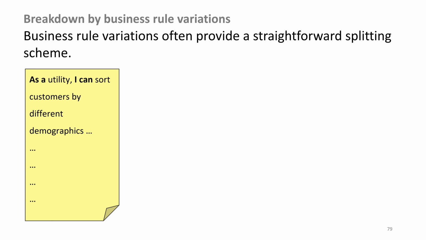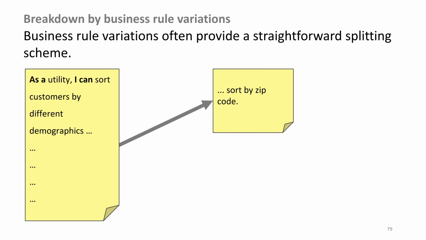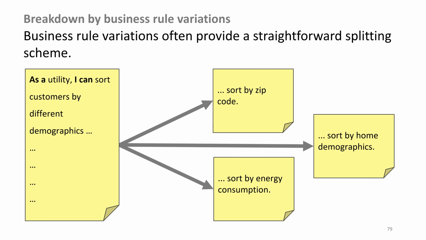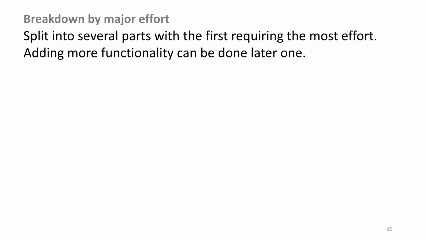As a utility, I can sort customers by different demographics. Sort by zip code, sort by home demographics, sort by energy consumption. Breakdown by major effort. Split into several parts, with the first requiring the most effort. Adding more functionality can be done later on.